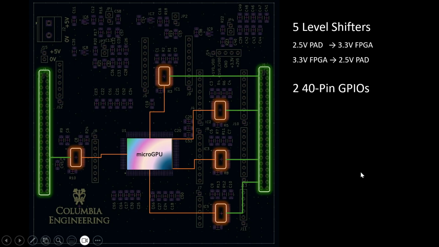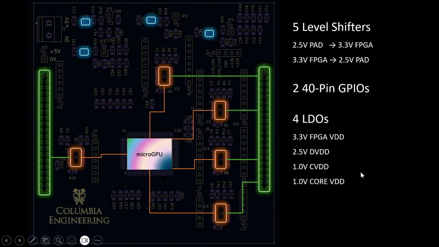The 2 pairs of input and output GPIO are for receiving the chip configuration data from the FPGA and for sending out the VGA color and synchronization data to the FPGA. LDO is a must for providing a stable source voltage, which are the 3.3 volts FPGA VDD, the 2.5 volts DVDD, 1 volt CVDD, and 1 volt core VDD. The power source is coming from the battery or power supply. And of course, we added other probing IOs for debugging.